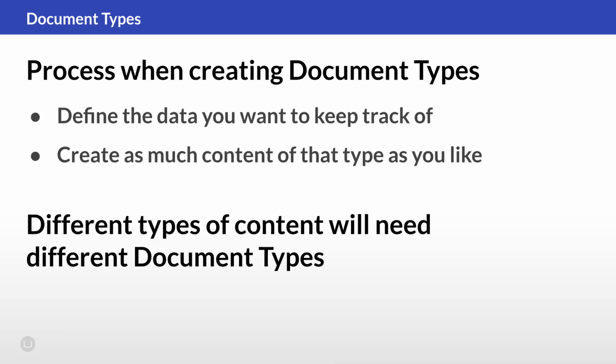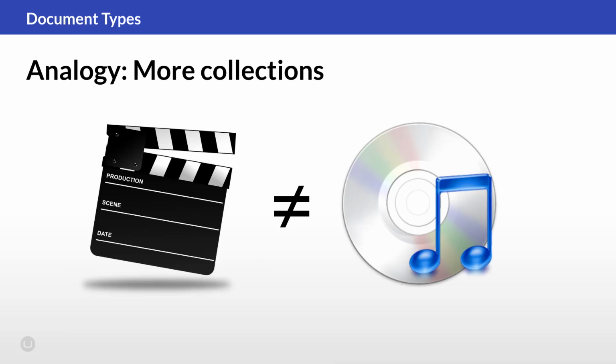Let's take another quick look at the analogy. Let's say we also want to keep track of a music or a book collection. Because there's a difference between the type of data you want to store and keep track of, you will need to define different document types as well. That way you'll be able to keep track of the data that's unique to each collection.